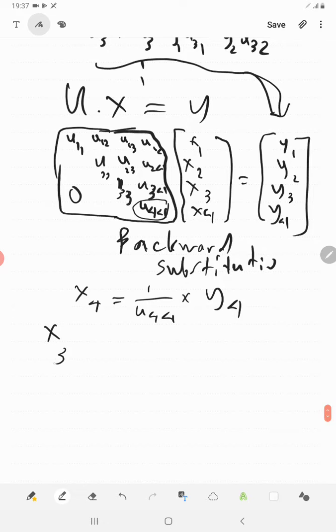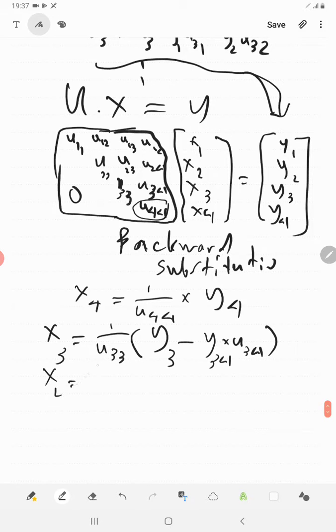Then x3 is equal to 1 over u3,3 times y3 minus u3,4 times x4. Then we come to calculate x2, which is 1 over u2,2 times y2 minus u2,3 times x3 minus u2,4 times x4.